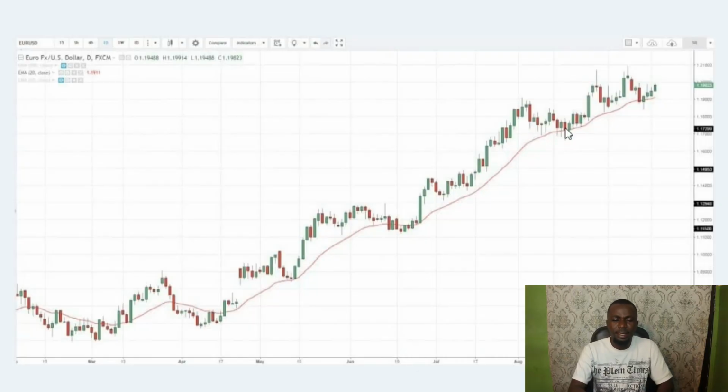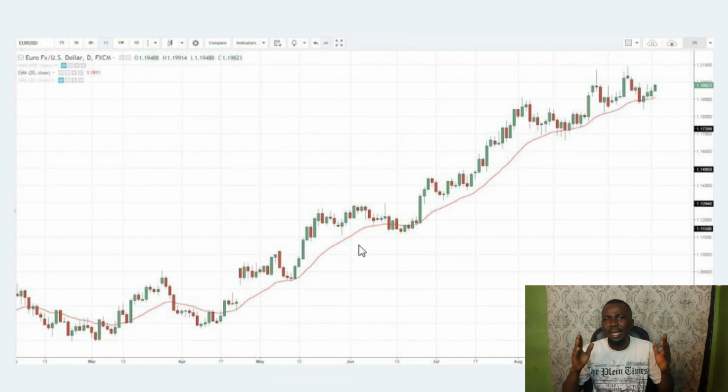So first, we are going to look at the strong trend. Now this is an example of a strong trend, right? This moving average is the 20 exponential moving average. This is a strong trend because the price is heading up, and it's only testing the 20 moving average.